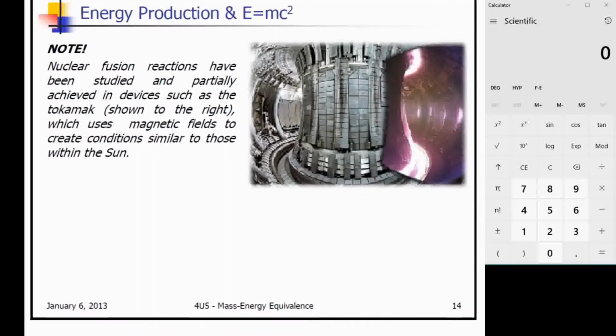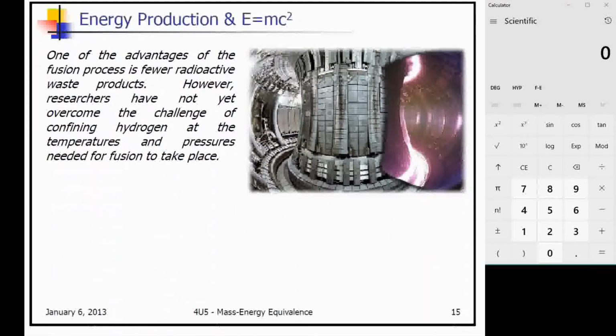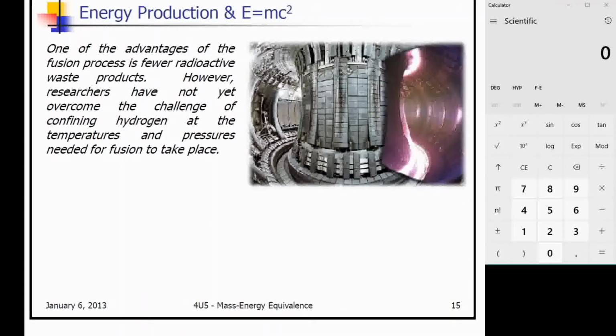So right now, the energy we put in to create the reaction is greater than the energy we can get out of the reaction. One of the advantages of the fusion process is the fewer nuclear or radioactive waste products. With nuclear fission, the products we have are radioactive, and some of them have quite long half-lives. Because they're radioactive, they can cause genetic damage to living creatures. So that is a problem. But with nuclear fusion, we don't have nearly as many radioactive waste products.